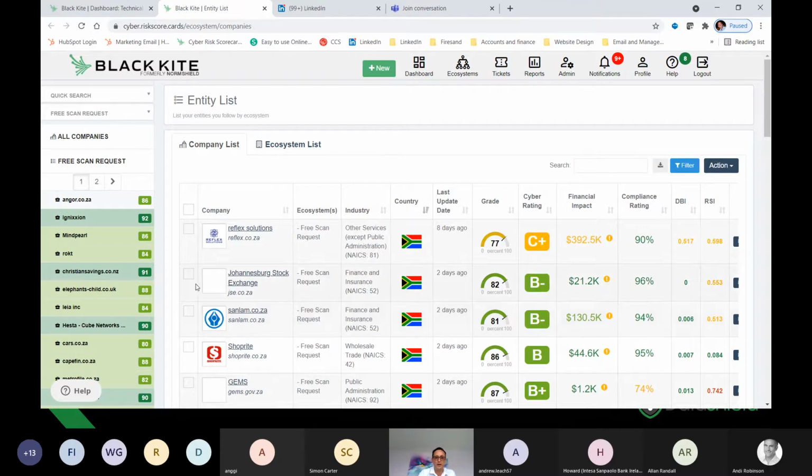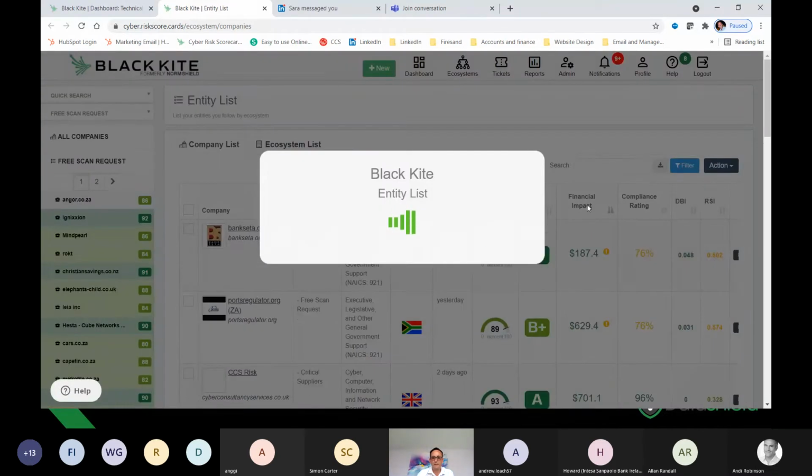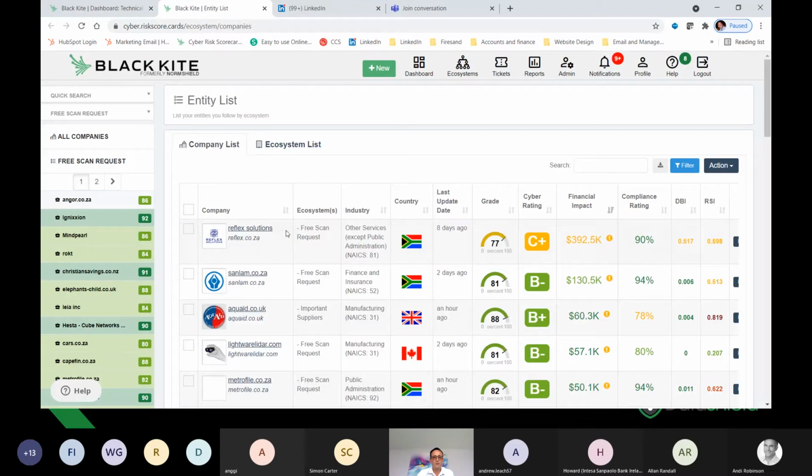And here you can see some of my ecosystems. So I can quickly and easily, I've got all my suppliers here. I can go, right, who has the worst financial impact to me? We've got Reflex Solutions there, AquaAid over in the UK, 392,000, 130,000. I'll drill down how that's calculated shortly. So I can easily and quickly sort, well, that's too high a risk appetite for me.